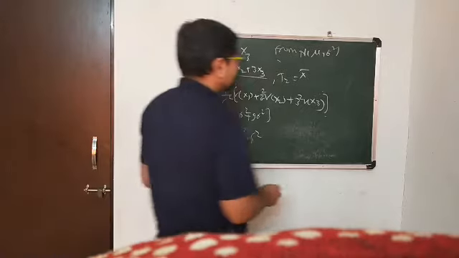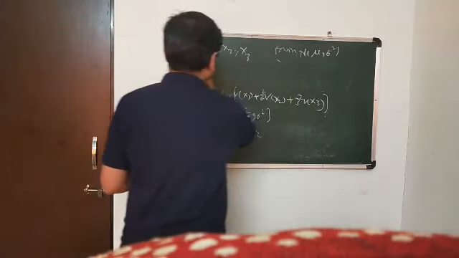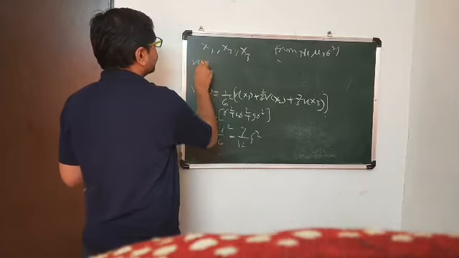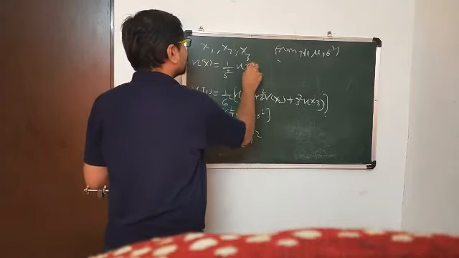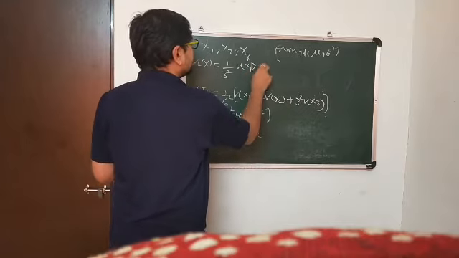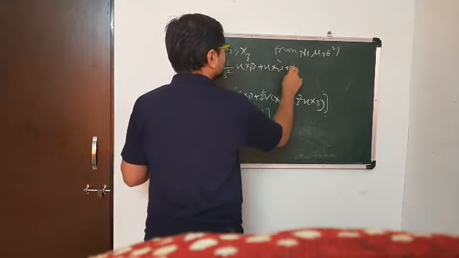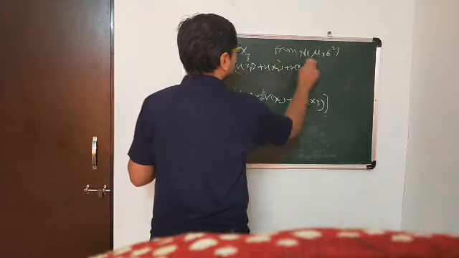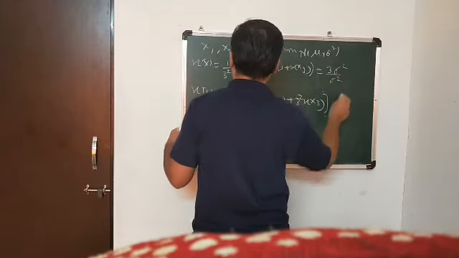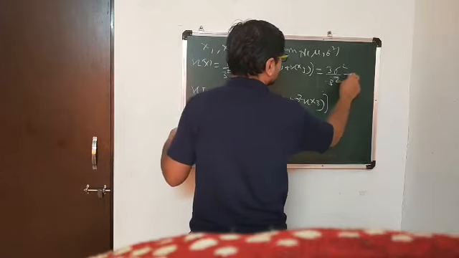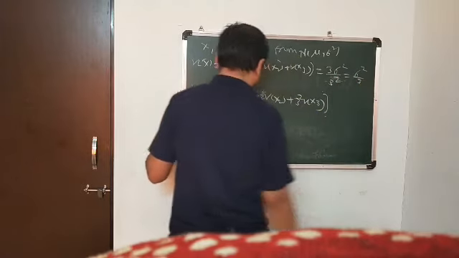And we know that variance of X bar is equal to 1 upon 3 square into variance of X1 plus variance of X2 plus variance of X3, which is equal to 3 sigma square divided by 3 square. So what we have is sigma square by 3.